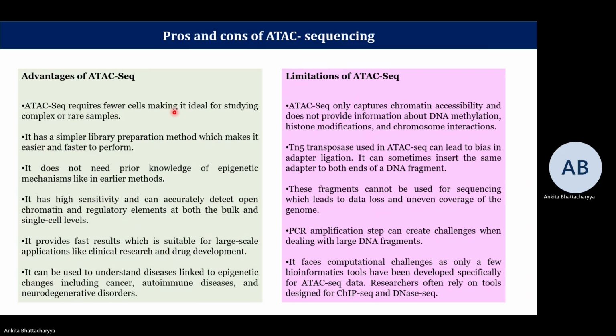Where does it actually find itself limiting? So ATAC-seq can only capture the accessibility of chromatin and does not give any information about DNA modifications like DNA methylation, histone modifications, and chromosomal interactions. The TN5 transposase that is used in ATAC-seq is a modified, engineered version, which can often lead to some amount of bias in the adapter ligation step. And sometimes it can insert the same adapter to both ends of a DNA fragment.